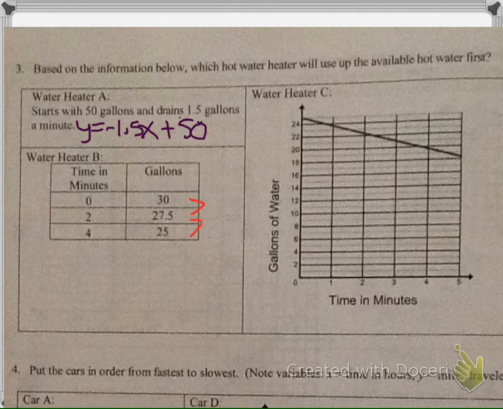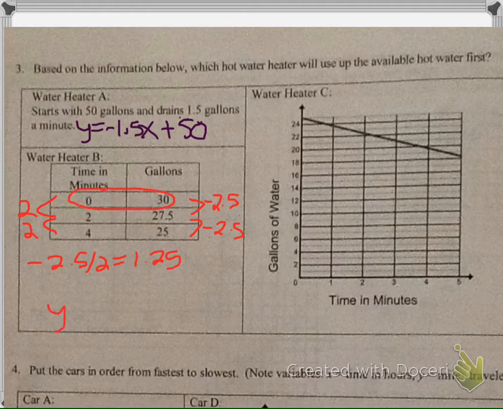I'm going to put in my carets. From 30 to 27.5, you're losing 2.5. And then here you're losing 2.5 again. And on the x, it's going up by 2's. So I have to do negative 2.5 divided by 2 is 1.25. And here's my y-intercept, and when x is 0, y is 30. So the equation is y equals negative, that's a negative right here, negative 1.25, let me fix that. This is a negative 1.25x plus 30.